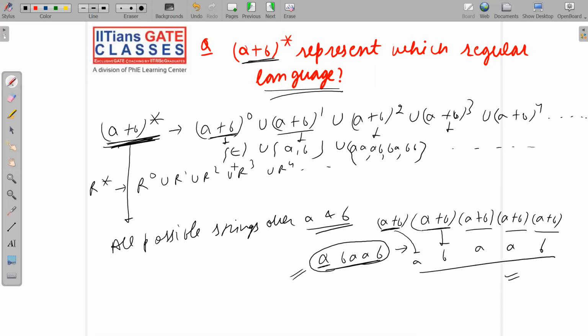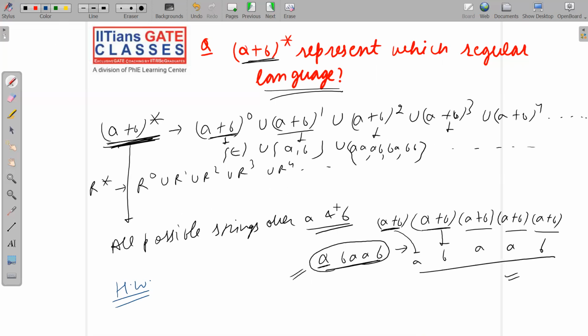So (a+b)* is representing all possible strings over {a, b}. I hope I have made the point clear to all of you. So please note it down properly. Now this should be a toy for you, and this is a homework. The more you think, the more you get.